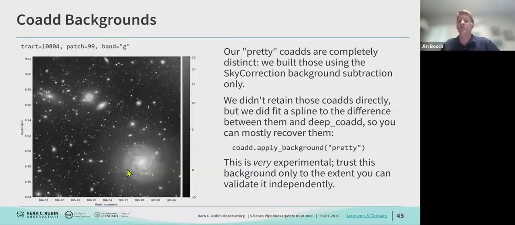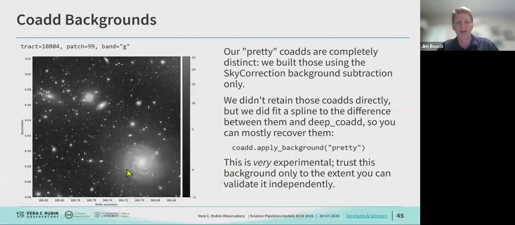But if you had something that wasn't related to the backgrounds because, say, one image got included in the pretty coads and it didn't get included in the deep coads or vice versa, that would also get soaked up in the difference. If you had a bright star that was transient and that was all in one of those missing visits on one side and not the other, that would also get soaked up here. And so there's lots of ways that this difference could go bad in addition to the sky correction going bad.